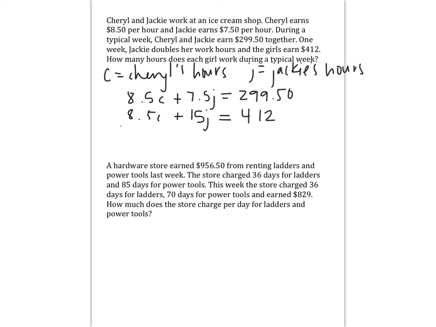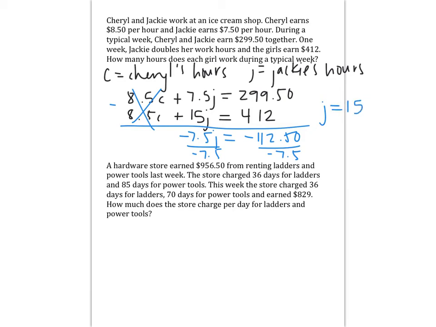Now, these systems are set up for elimination, right? Because 8.5C and 8.5C we could subtract, and then that C variable is eliminated. Then I have 7.5J minus 15J to give me negative 7.5J. 299.50 minus 412 is negative 112.50. And if I divide by negative 7.5, I get that J equals 15. So this is saying during a typical week, Jackie works about 15 hours.